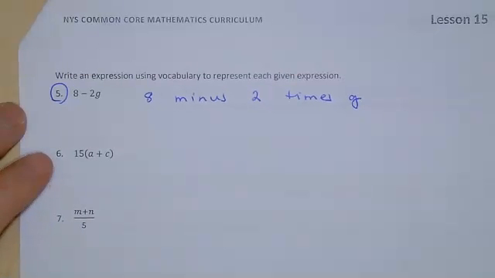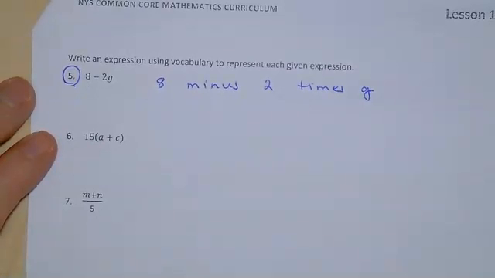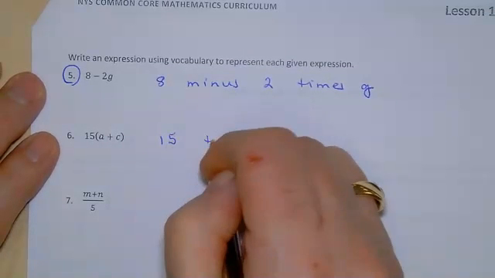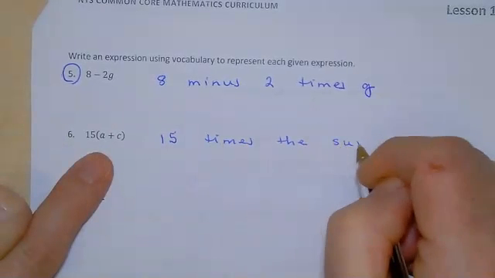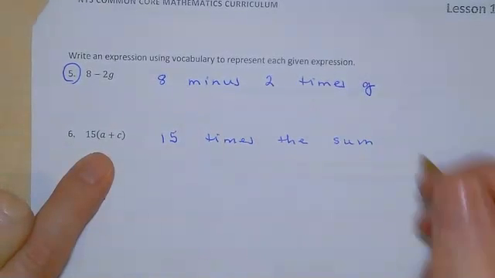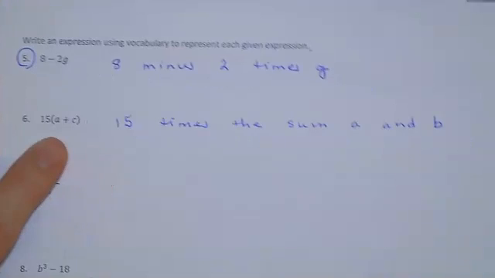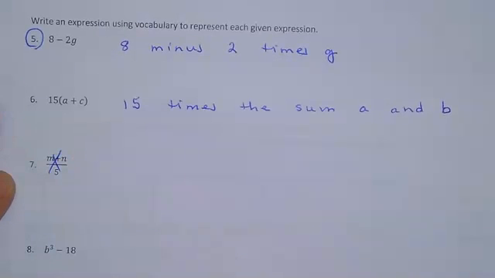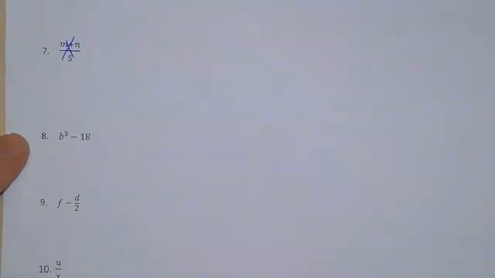Okay, here's the one with parentheses. Remember how we did that on the last page. Anybody want to take a stab at this one? Peyton? 15 minus the sum. And use the word sum because sum means to add. A. Good job. We'll skip this one. All right. A and C.